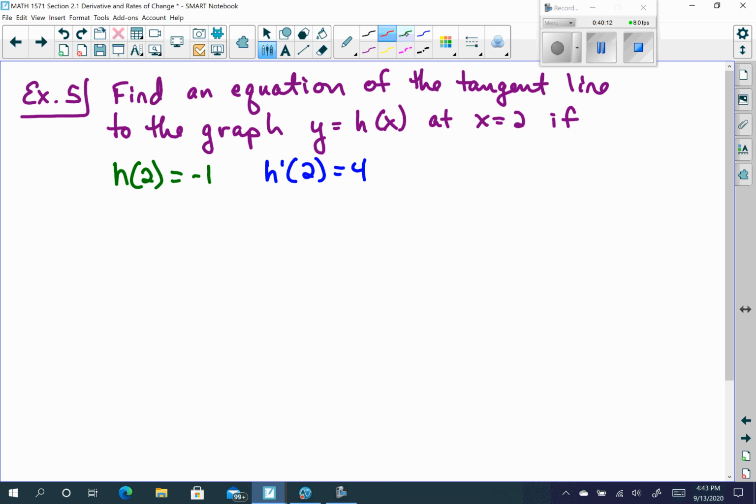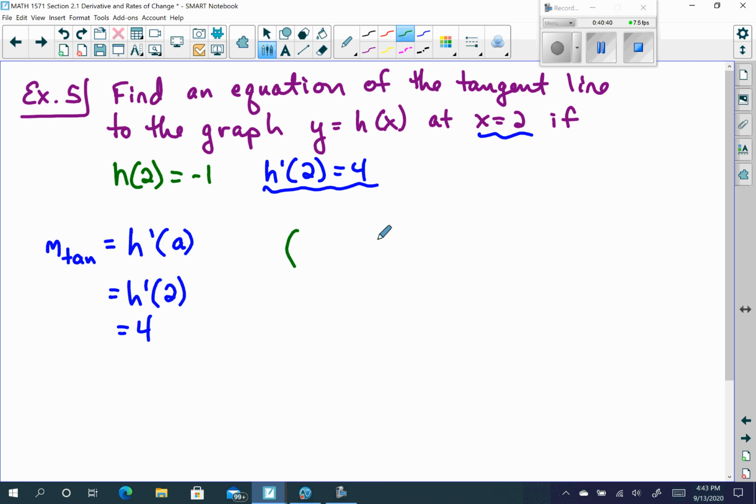All right, so what we need is the slope of the tangent line. So if you remember, the slope of the tangent line is the same thing as f prime of a. So in this case, we're actually going to use h, because instead of f of x, we have h of x. So this is going to become h prime of a. Now if you notice up here, because we're looking at x equals 2, we want to know what h prime of 2 is, and that's given to us. So that's 4. So the slope of the tangent line is 4.